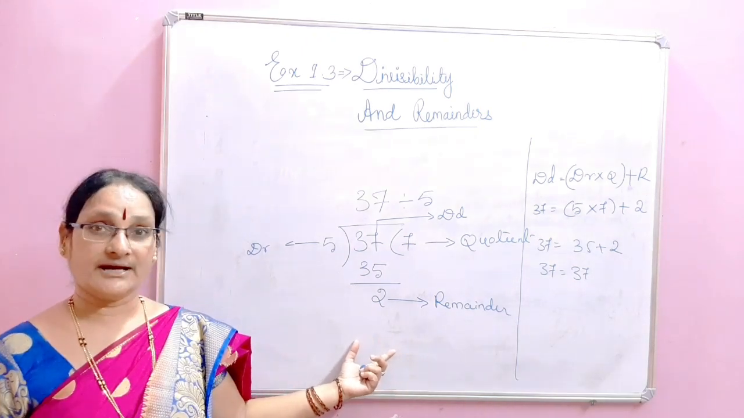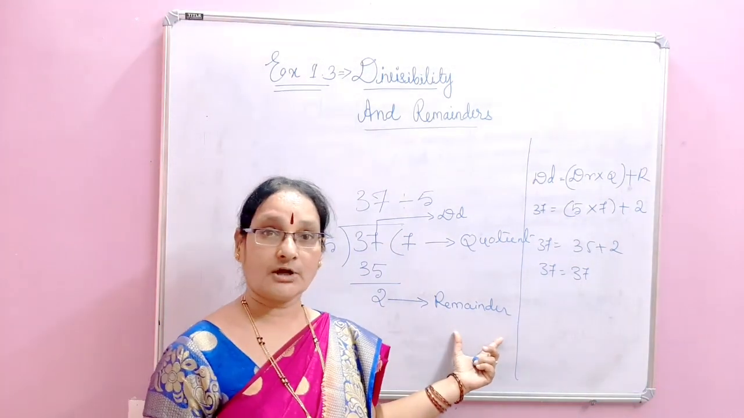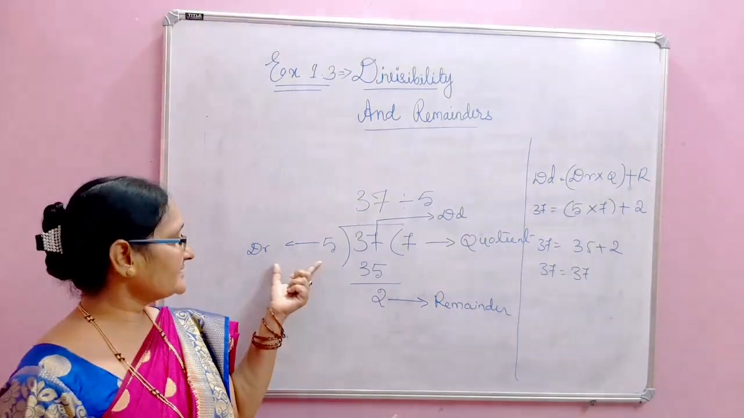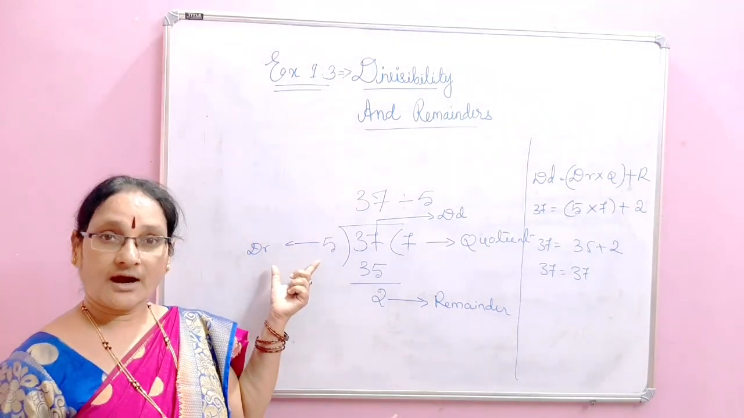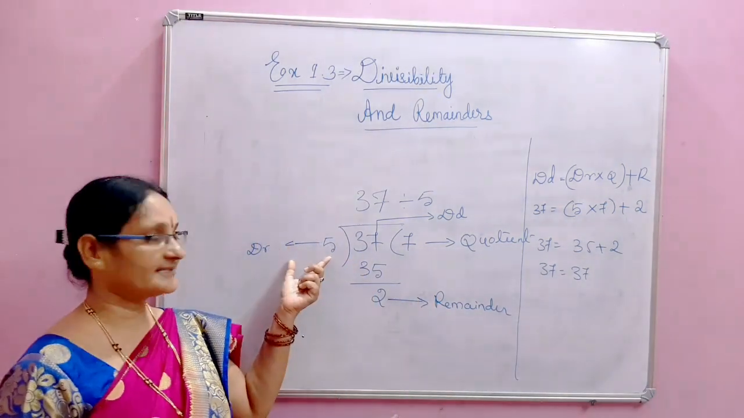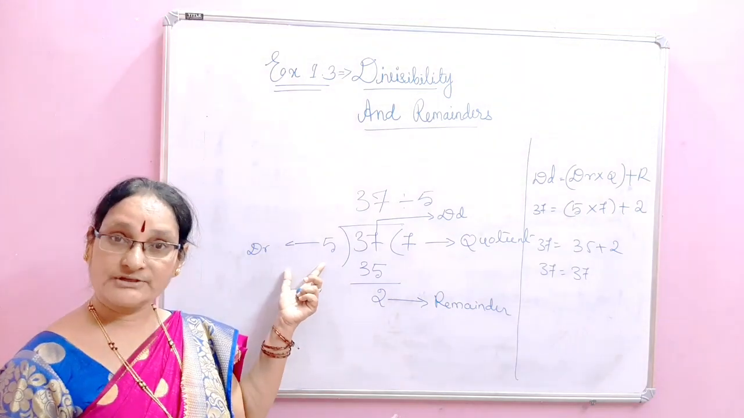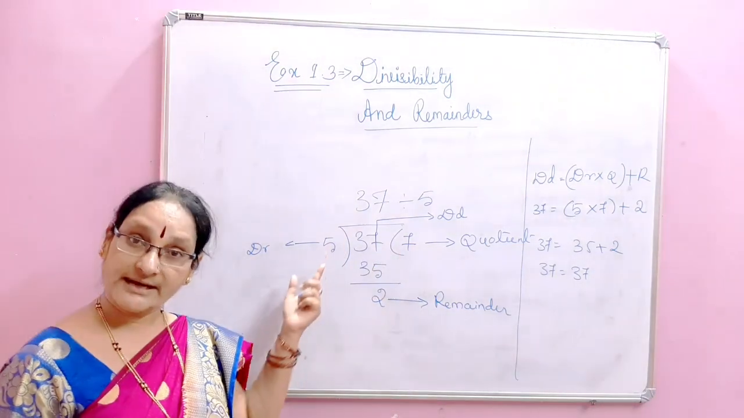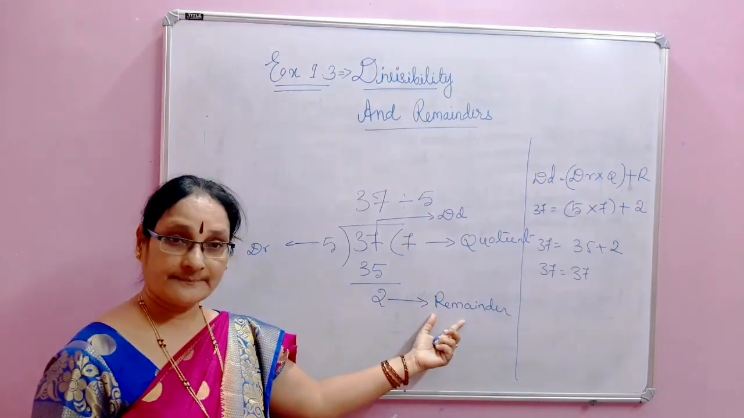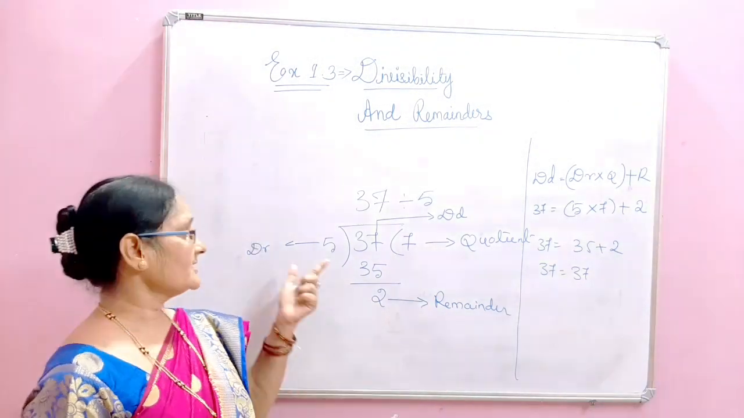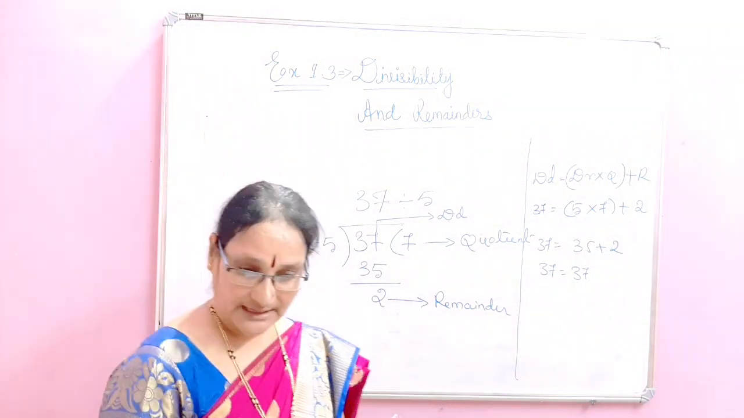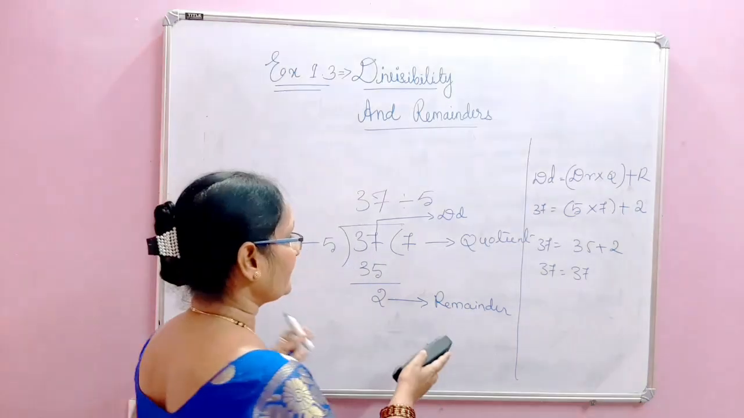Now we learn here the nature of the remainder. You just observe here. What is the remainder here? 2. Which is the divisor? 5. Always the remainder will be smaller than the divisor. When a natural number is divided by another natural number, always the remainder will be smaller than the divisor. I hope you understood what I am saying. I will take some more examples so you can understand.